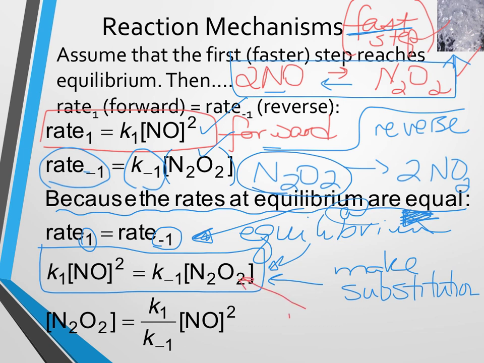Remember, the N2O2 is an intermediate. It's not a reactant, it isn't a product. The definition of an intermediate is something that gets formed in the middle of a reaction and also gets consumed in the middle of a reaction. So it doesn't show up as either a product or a reactant.